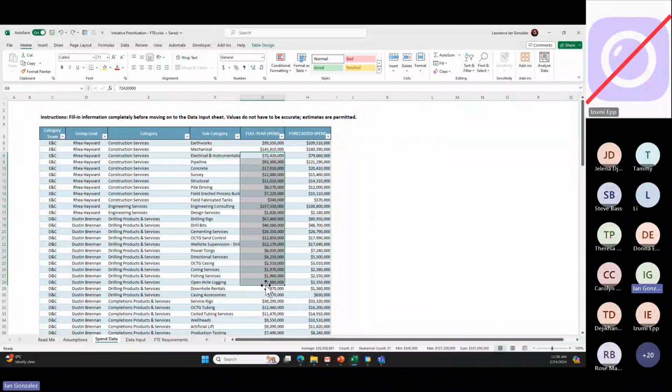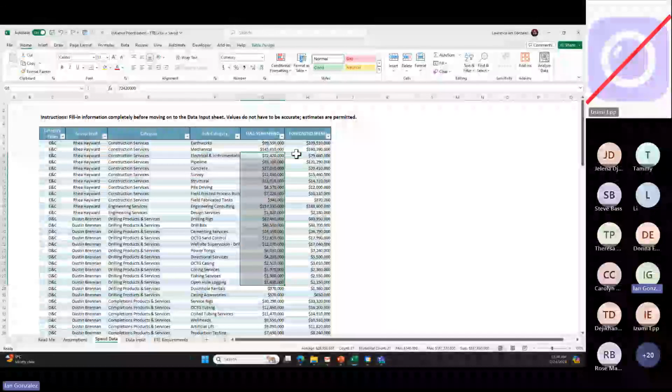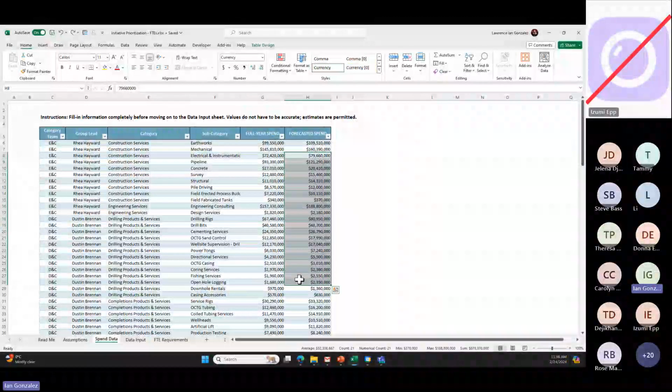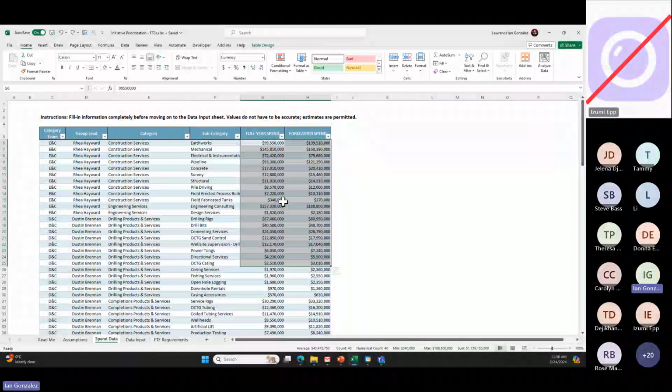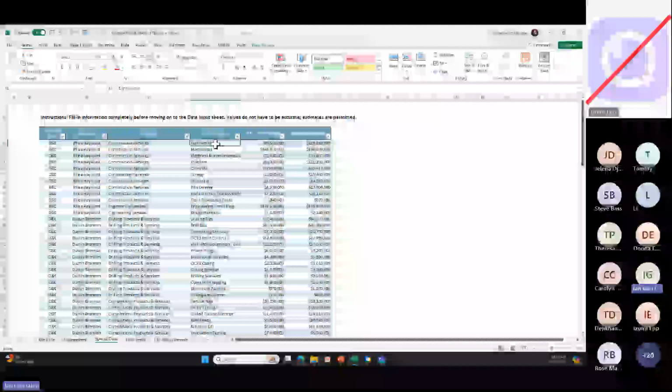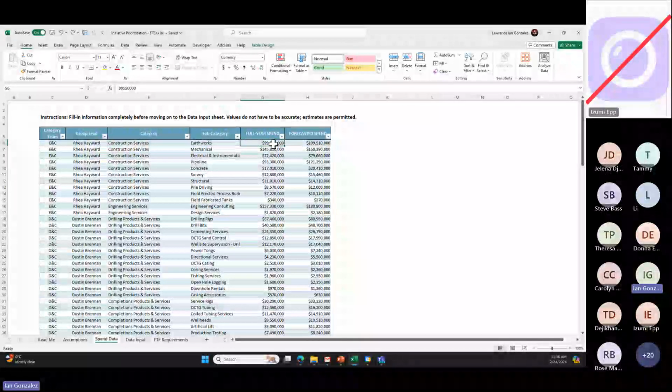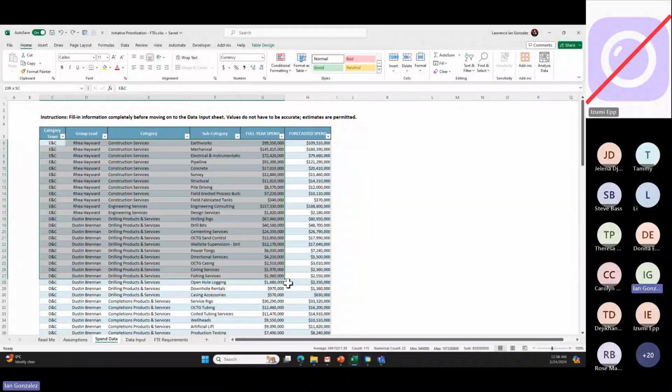Put an estimated full year spend and an estimated forecasting spend when the initiative is done. They don't have to be real. They have to be just best guesses, estimates only. So don't spend too much time looking into your historical spend records and saying, how much did this subcategory spend last year? Estimates are good enough. What's important is you completely fill this out.